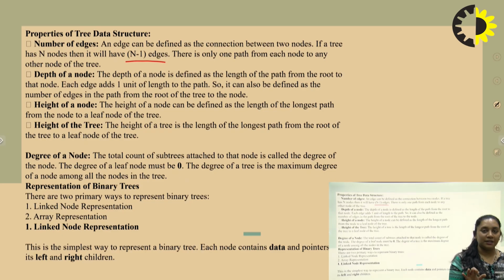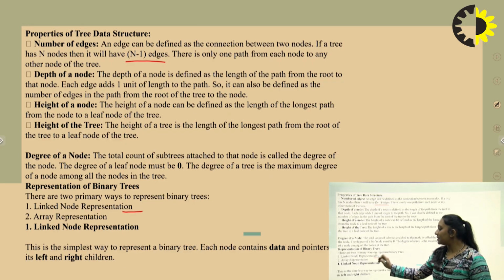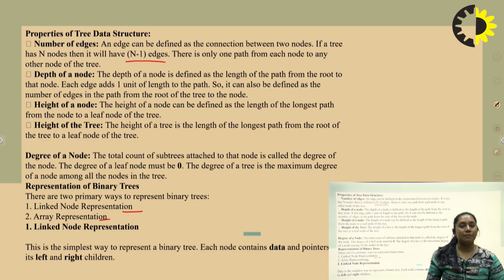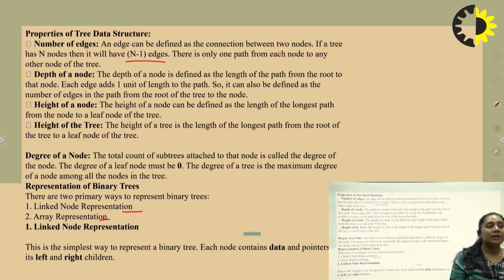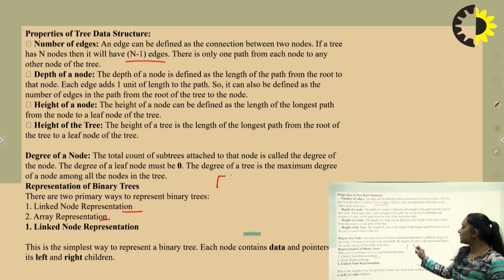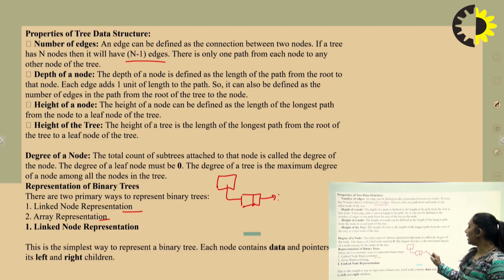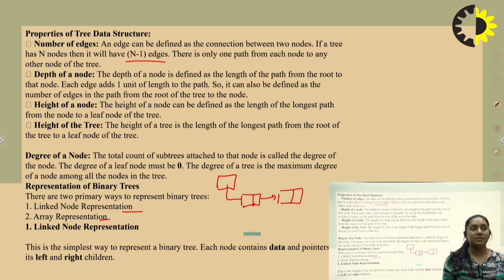A binary tree can be represented in two forms. Number one is the linked list representation and number two is the array representation. If I talk about the linked list, earlier we talked about it: the data is represented with the help of a location and a pointer that points to the next element of the data. This is the linked list. So how can you represent tree structures?